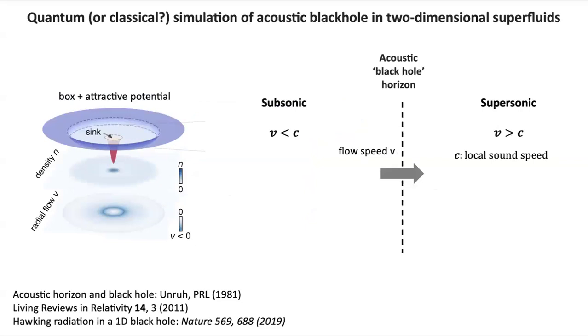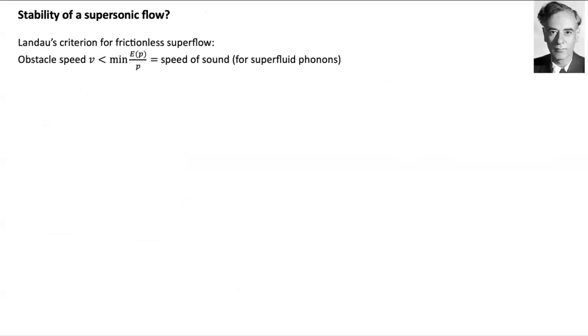The construction of this was actually inspired by some of the studies to create an analog black hole. If you have flow that's faster than the speed of sound, that means that once a phonon enters the supersonic region, it can no longer escape. So this is the so-called acoustic black hole. And there are also some interesting predictions, like Hawking phonon radiation coming from this horizon. But that's not what I want to discuss here. What I want to discuss is, if you have supersonic flow, would that be a problem?